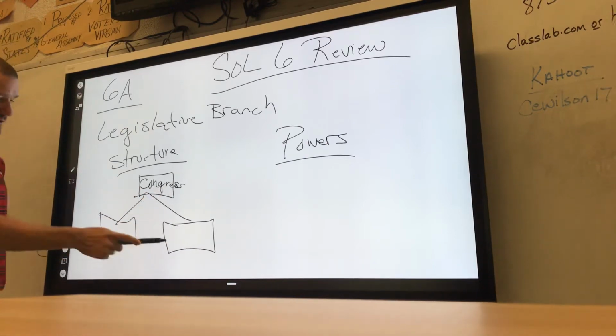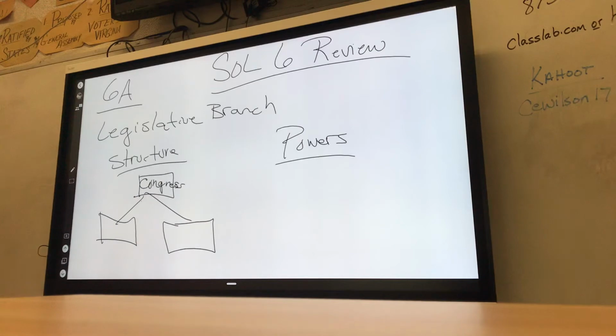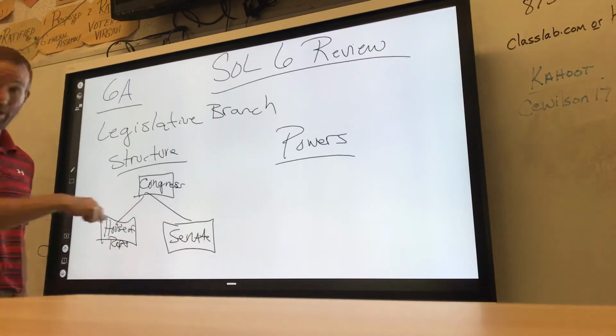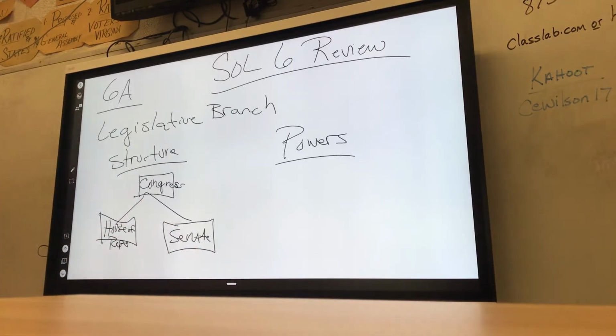Okay, and then these two are interchangeable. It doesn't matter which one goes in what, but what goes in one of these boxes? House of Representatives. And then the other one? The Senate. That will be on there. You'll need to know that. It shouldn't be too hard because, again, you have my chart right here on the wall to look at. I do not cover the chart up. It'll be up there.